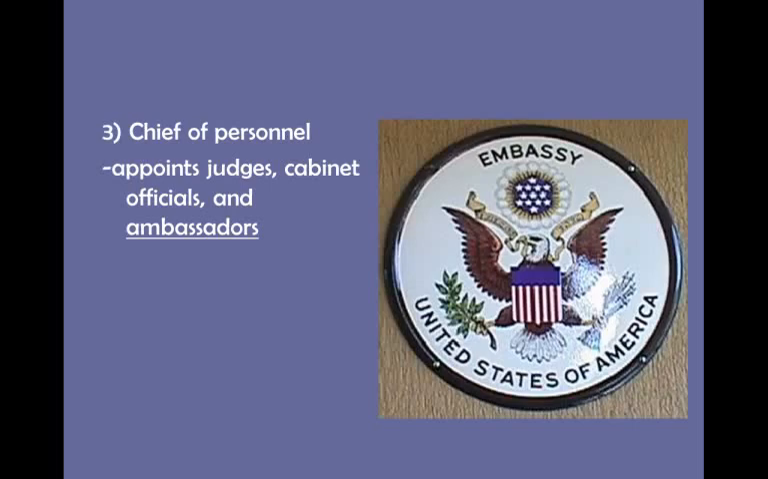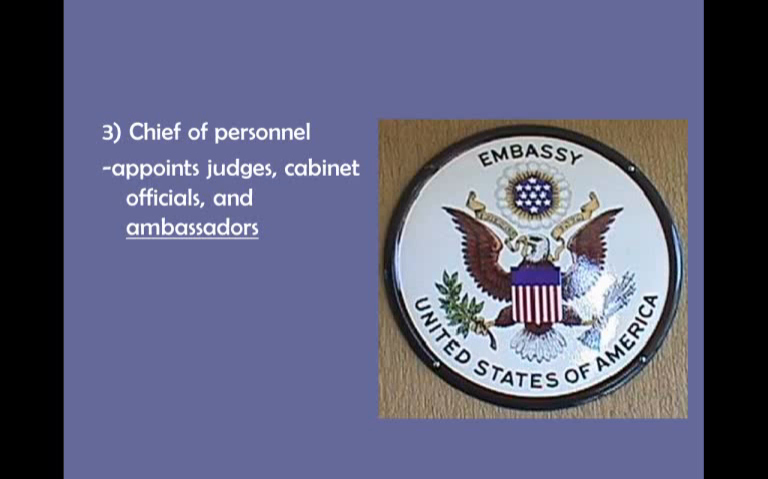The third job of the modern president, and we've sort of talked about this already when we discussed the powers of the Senate, is that the president is the chief of personnel. There are literally thousands of high-level jobs in the government: to be a judge in the federal court, to be a cabinet official, the head of any number of agencies that the government has created over the course of its history, to be the ambassador to any country that the United States has a foreign policy with. All of those people are appointed by the president.